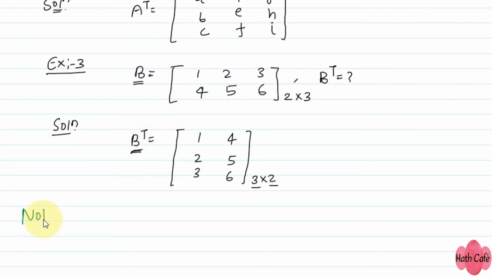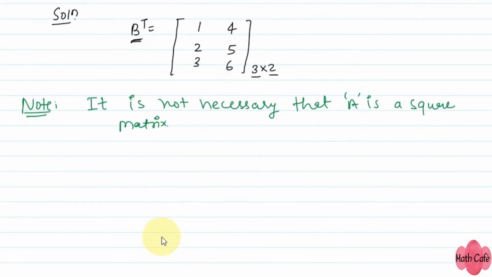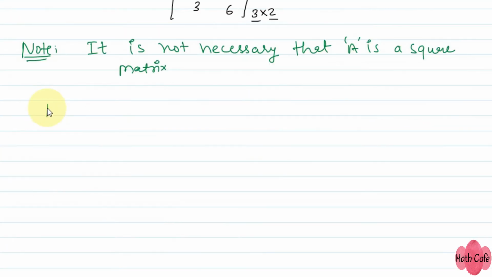So let's take a note here. It is not necessary that A is a square matrix. For a non-square matrix we can obtain the transpose. Alright, see here some properties based on transpose of matrix.